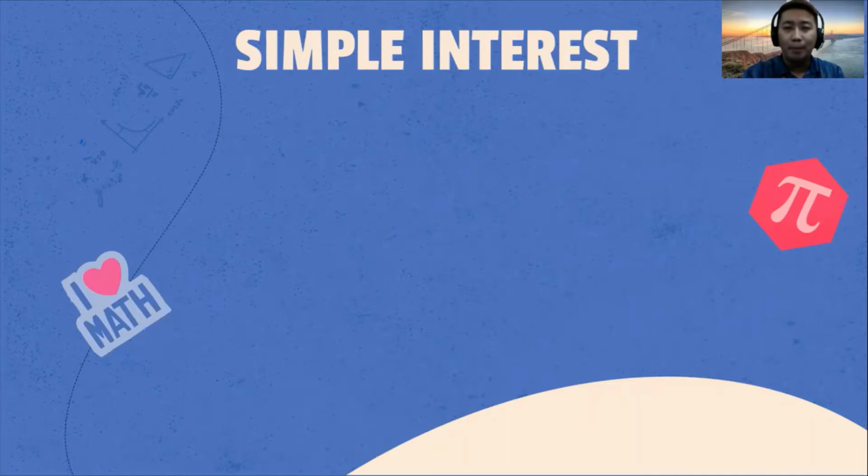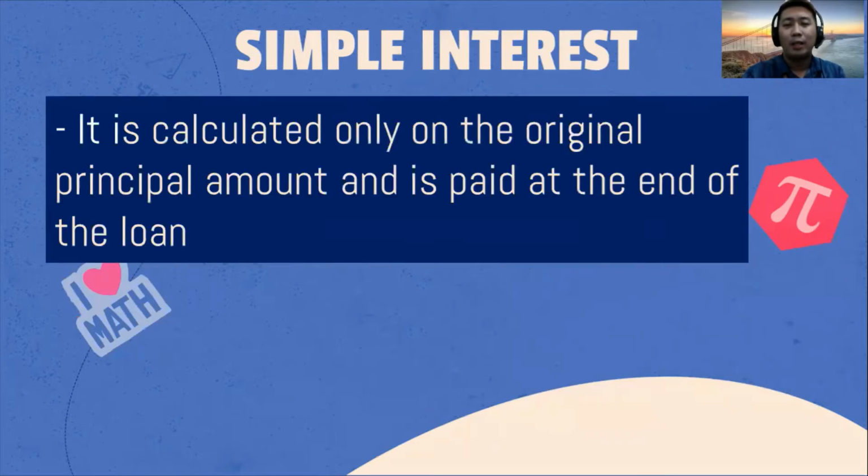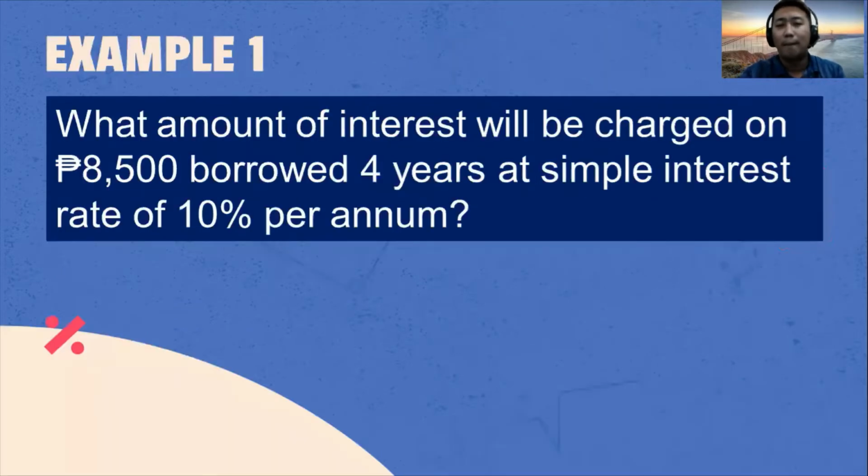What is simple interest? A simple interest is calculated only on the original amount or principal amount and is paid at the end of the loan. It is calculated on the original principal amount and is paid at the end of the loan. Let's try to have an example.